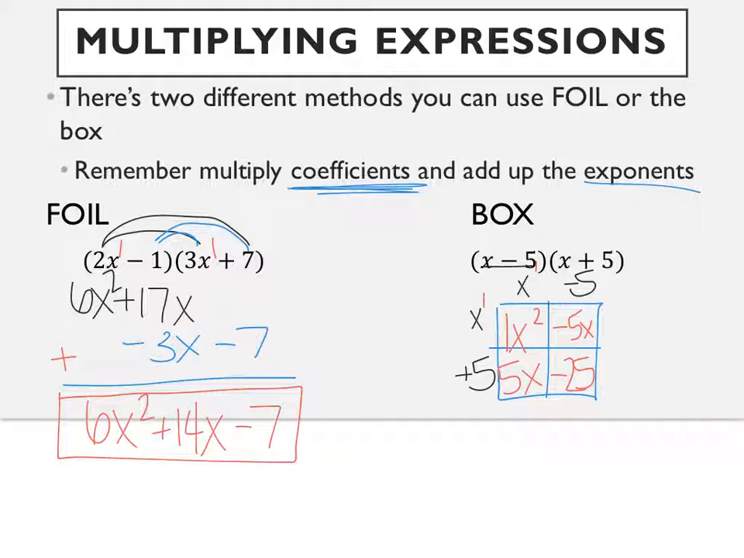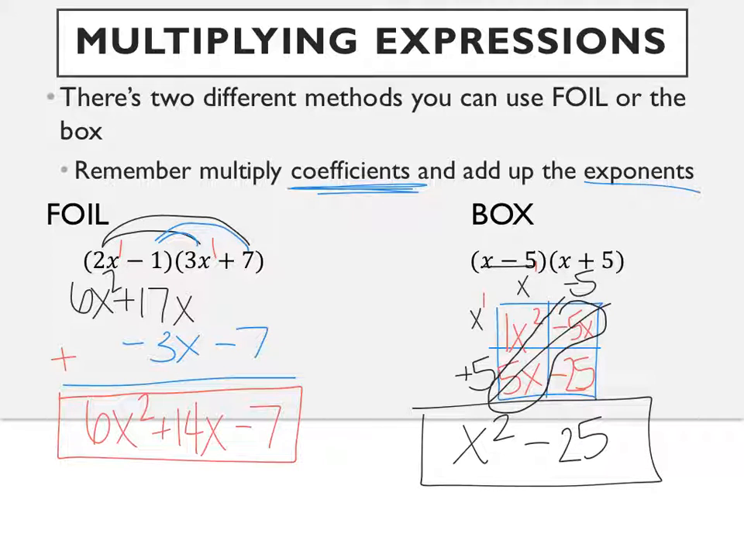Now that you have the box filled in, remember this kind of looks like the Punnett square you use in biology. You're going to look here and see that you have like terms. So I'm going to combine my like terms and then write out my answer. I have x squared. When I combine 5x and negative 5x, those actually cancel out in this problem. And then I bring down the negative 25. So sometimes when you combine like terms, they'll cancel out.